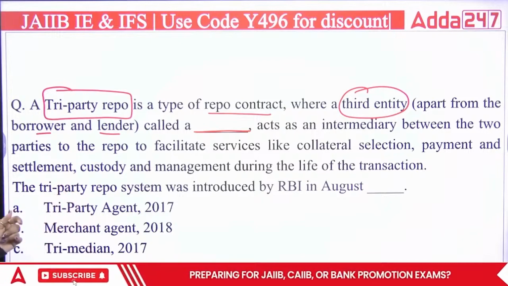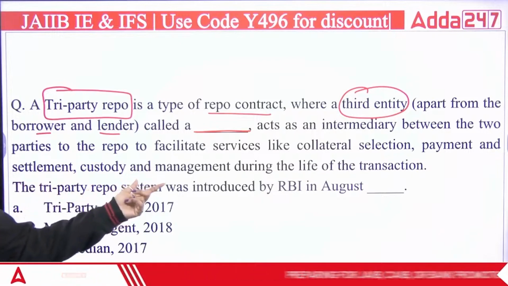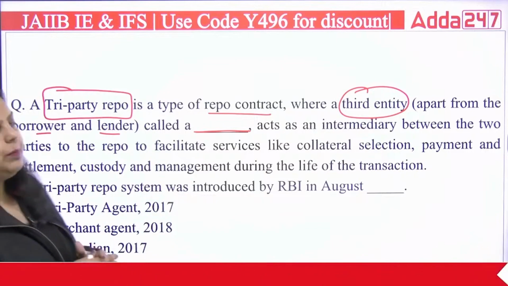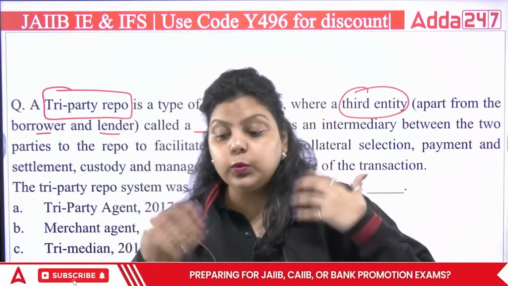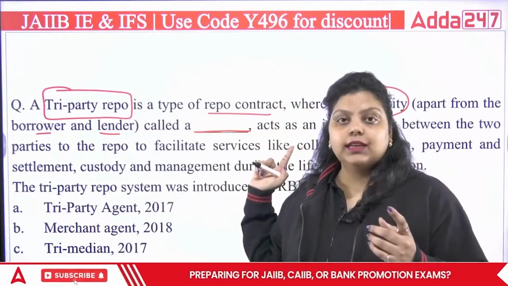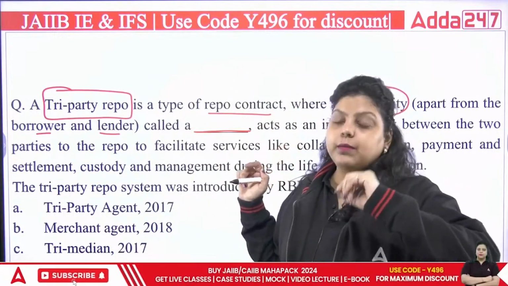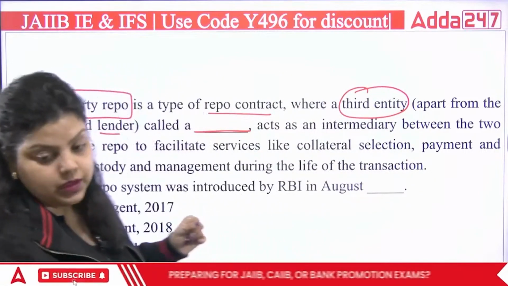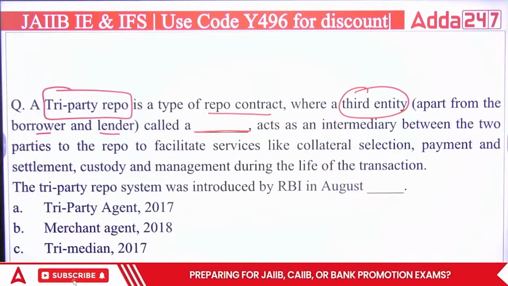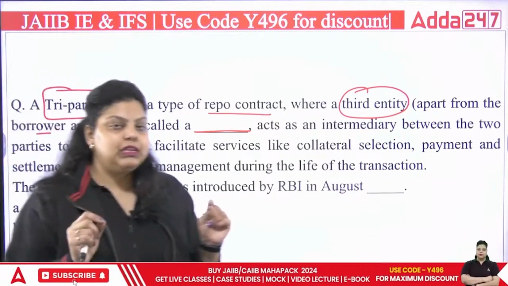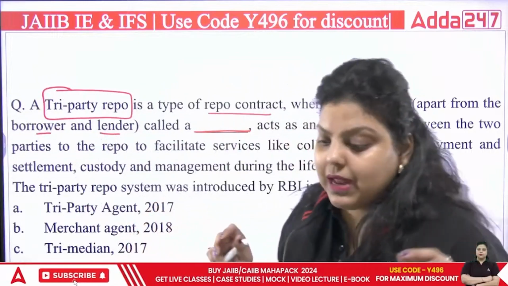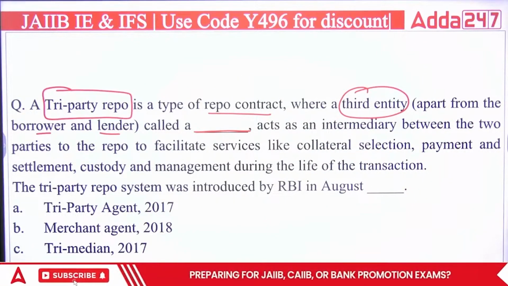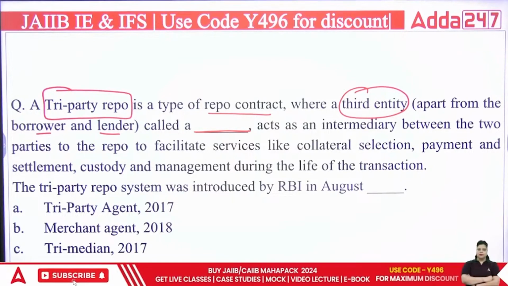And the second fill in the blanks question is, the tri-party repo system was introduced by RBI in August dash. So two fill in the blanks have been given. First is talking about what we call this third party in the tri-party repo. And the second is talking about when this tri-party repo instrument was introduced by RBI. So you have to answer out of A, B, C, D, which particular option is correct here. A, B, C or D. Which of the following is correct?